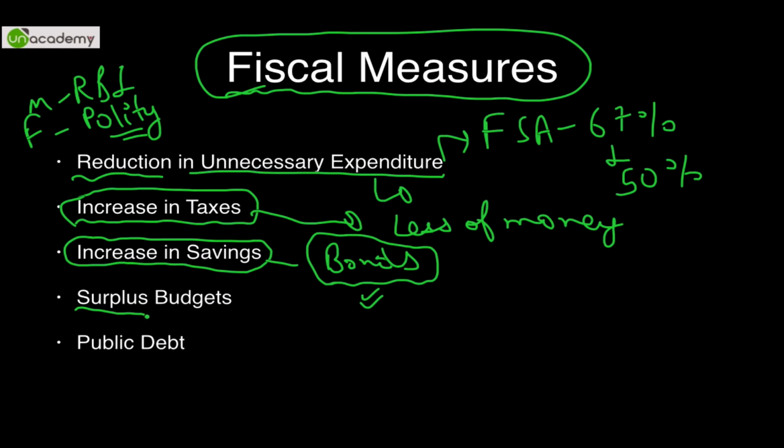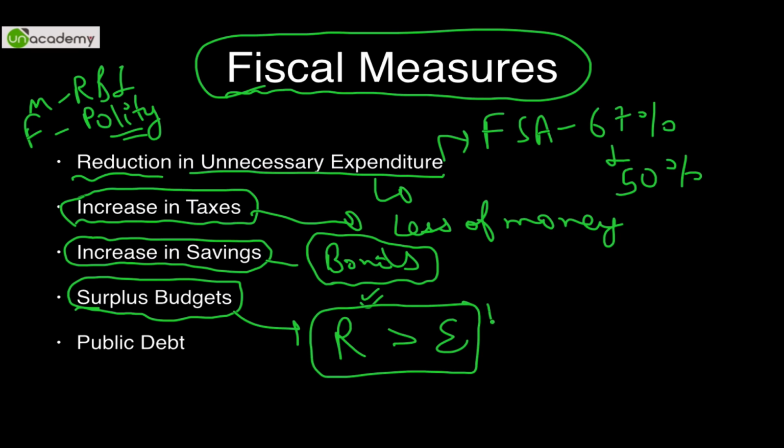Again, it's better to plan for surplus budgets. A surplus budget simply means that your revenue should be more than your expenditure. It's as simple as that. If your revenue is more than expenditure, then your fiscal discipline is maintained, and you have better odds of controlling inflation. All these factors will help in keeping public debt in check, and once public debt is kept in check, inflation is automatically brought under control.